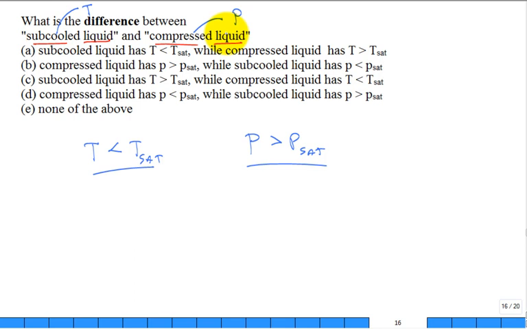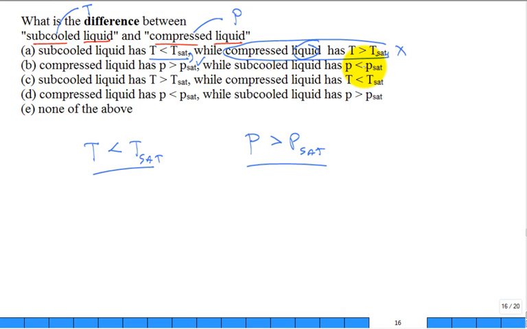But if you have both of these conditions, it's liquid. It's liquid. So now let's take a look. Subcooled liquid has a temperature below the saturation temperature. Yeah, we'll give that a thumbs up, but there's a comma, there's another part to the statement. While the compressed liquid has a temperature greater than the saturation temperature. What do you think about that statement? If your temperature is greater than saturation temperature, you do not have a liquid. So this statement's not good because of the second half. Compressed liquid with a pressure greater than the saturation pressure, that's good. While the subcooled liquid has a pressure less than the saturation pressure.